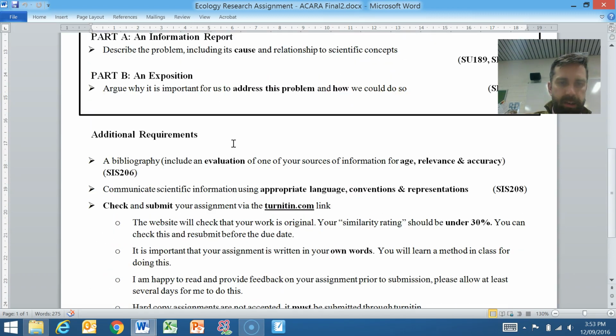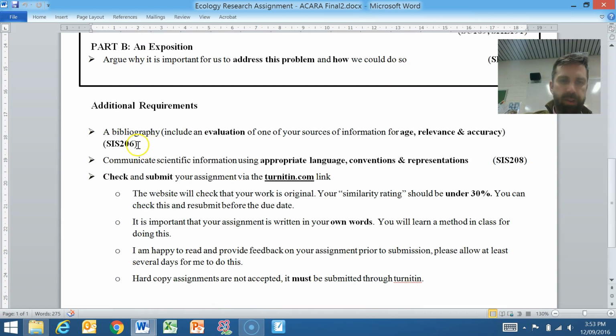Okay, and if we look down the bottom here, there's some other requirements. You need to include a bibliography, and included in that, I want you to pick one of your sources and just write a few sentences evaluating its age and relevance and accuracy. So just basically saying how useful that source was.